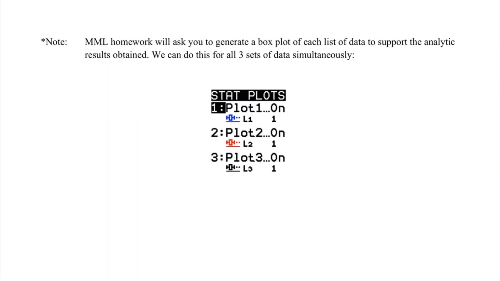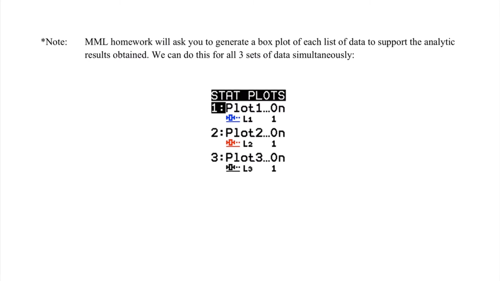And before we wrap up the conversation, just one quick follow-up. In homework, we may be asked to generate a box plot of each list of our data to support these results obtained from our hypothesis tests. We can do all three of these box plots simultaneously. To do so, we turn all three of our plots on, and then we use our data from L1, L2, and L3 individually to make our box plots.